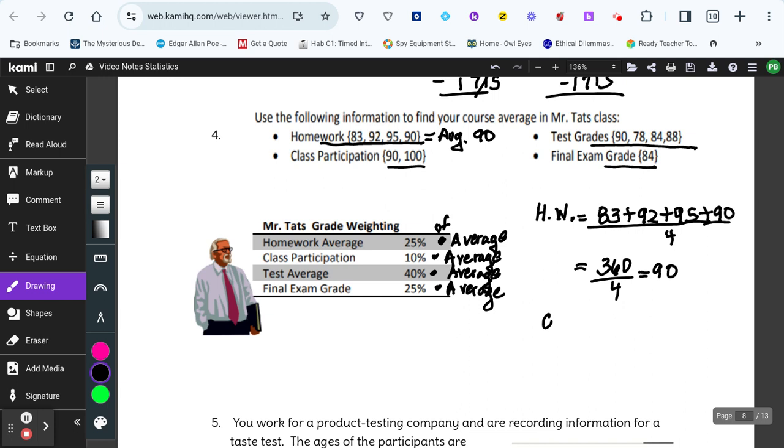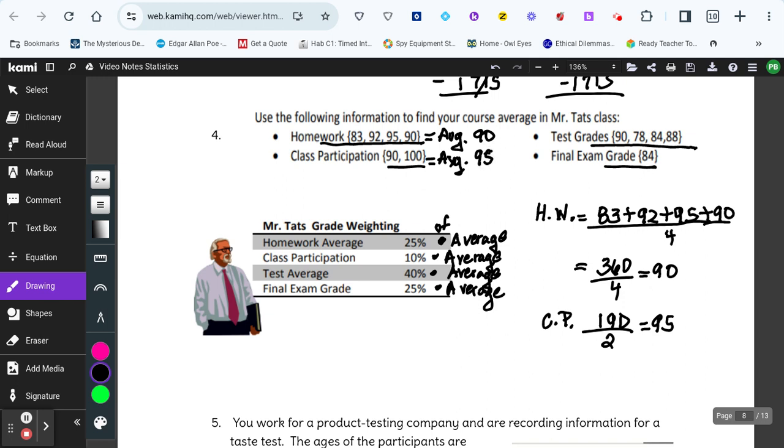Okay, class participation, we're going to call it CP. So you got 2 grades, which they added to 190, divided by only 2 of them. So if you cut 190 in half, you end up with a 95. So your average there is a 95.